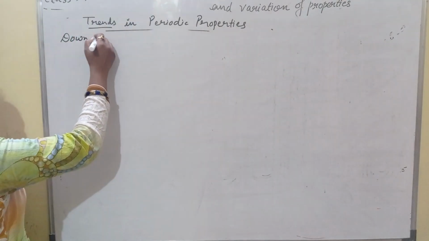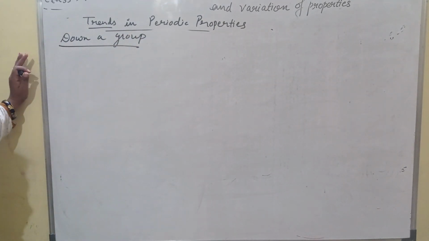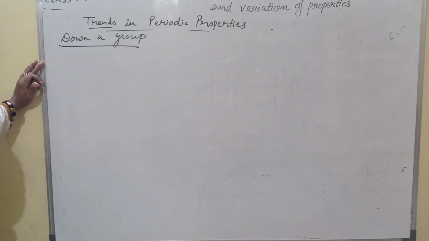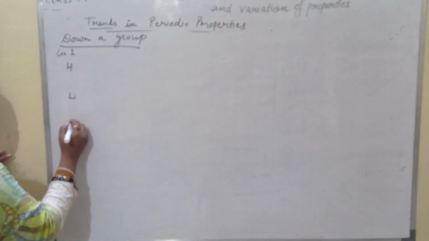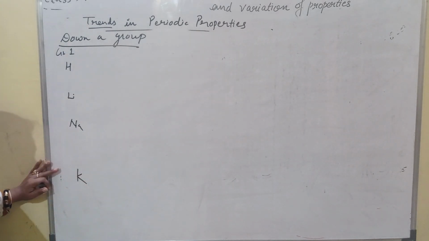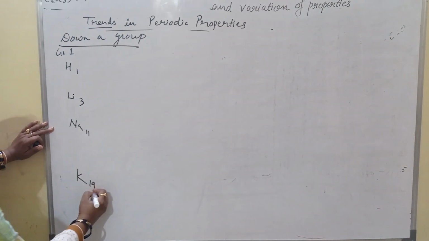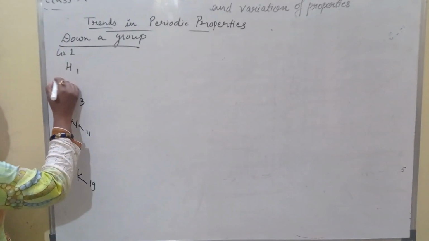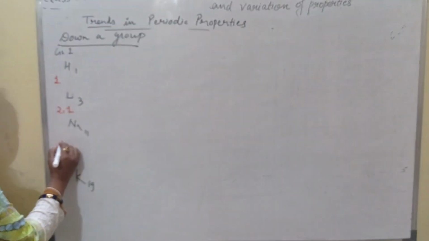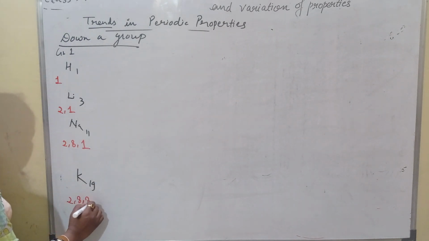Down a group. After seeing the variation in properties along a period, this will be easier for you to understand. We will take the first group elements, group 1: hydrogen, lithium, sodium, potassium. We'll take up to potassium, atomic numbers 1, 3, 11, 19, and the configurations are 1; 2, 1; 2, 8, 1; 2, 8, 8, 1.